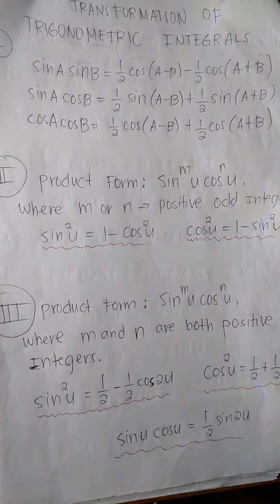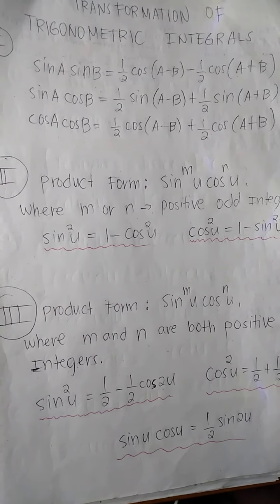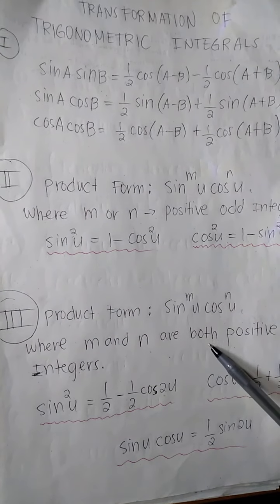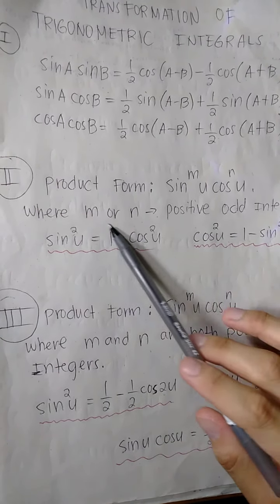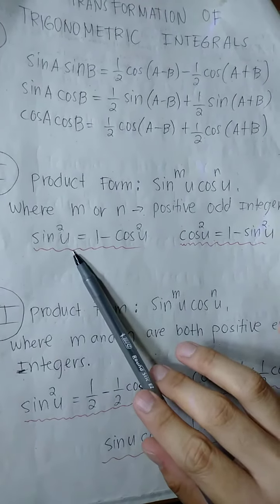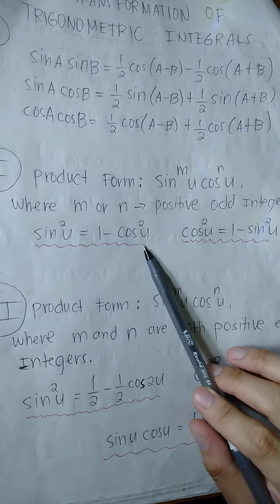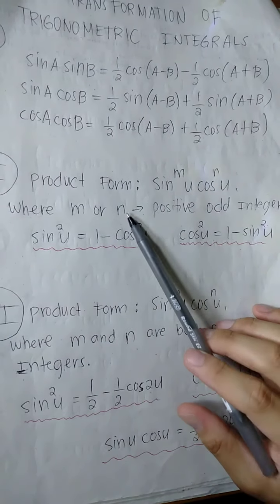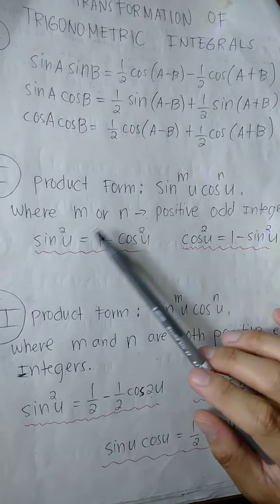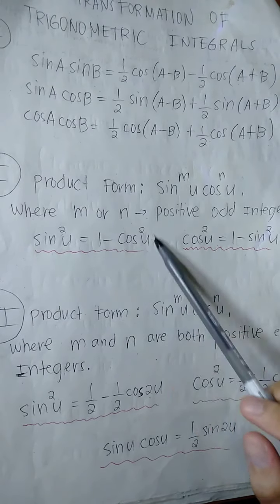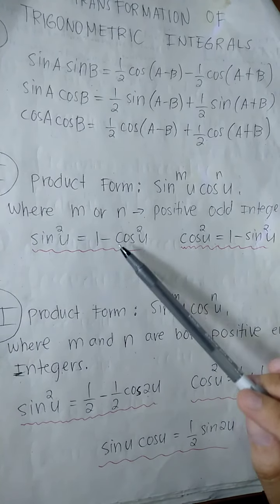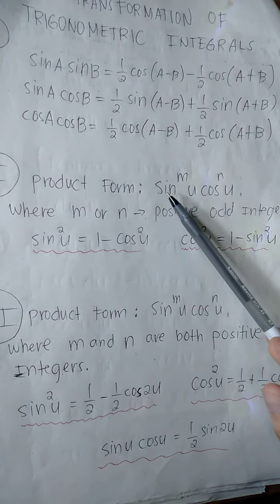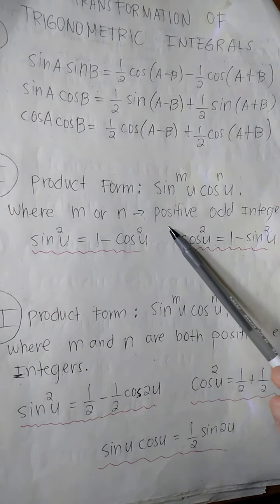sine raised to m u, cosine raised to n u, where m or n can be a positive odd integer. You will use this transformation: sine squared u is equals to 1 minus cosine squared u, if your m is a positive odd integer, and your n can be any number. Let me repeat, you will use sine squared u is equals to 1 minus cosine squared u when your m, or the exponent of your sine, is a positive odd integer.